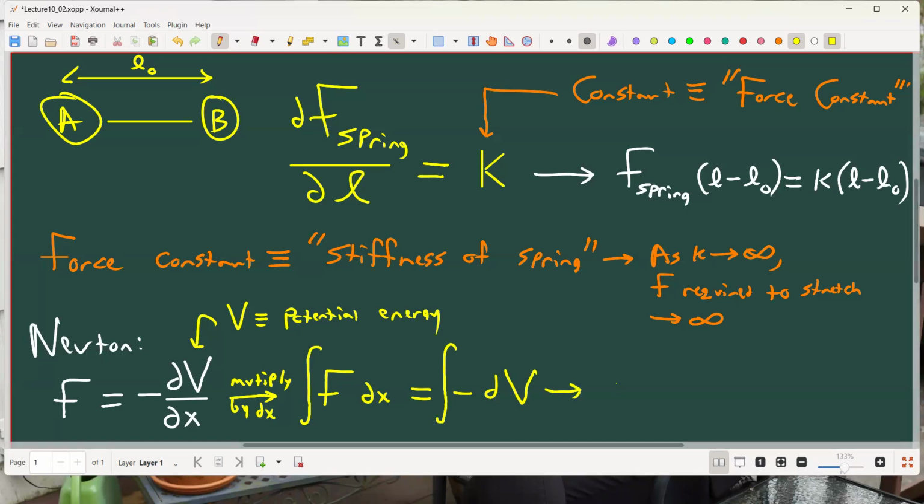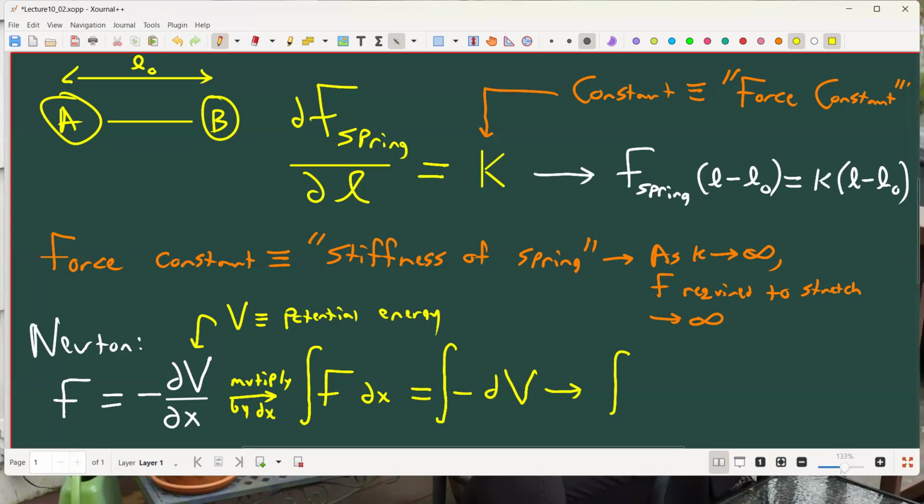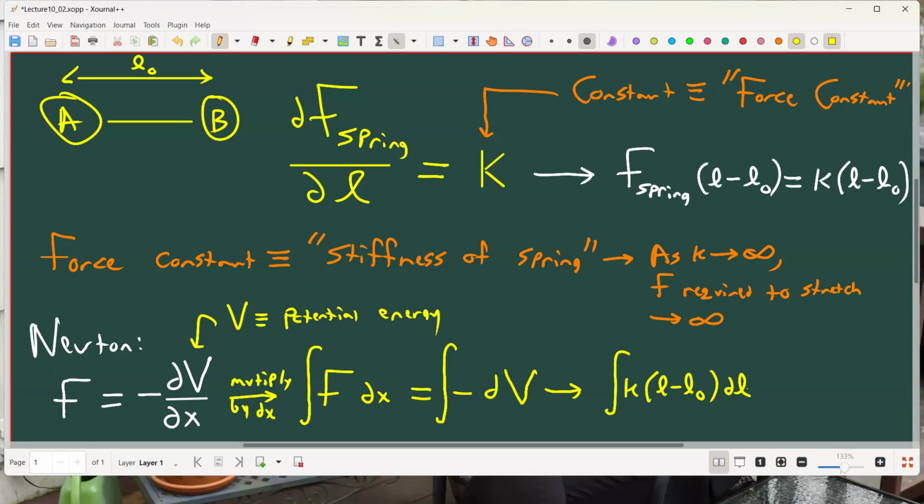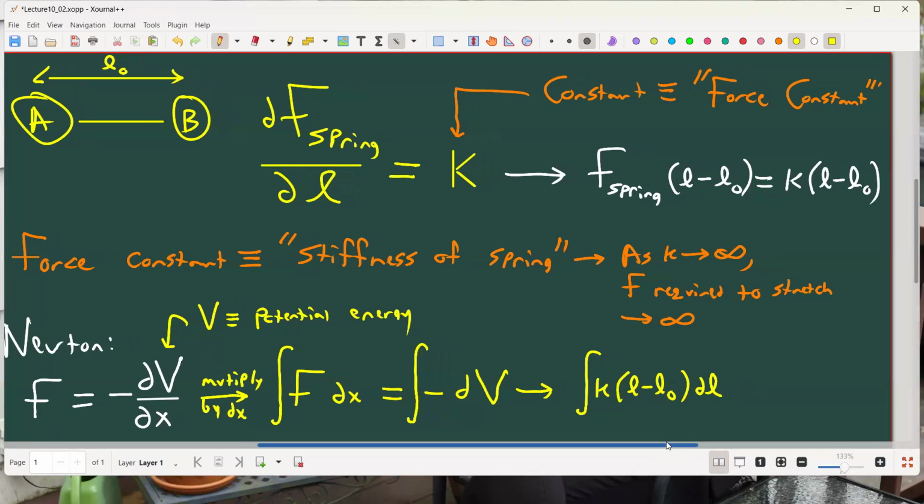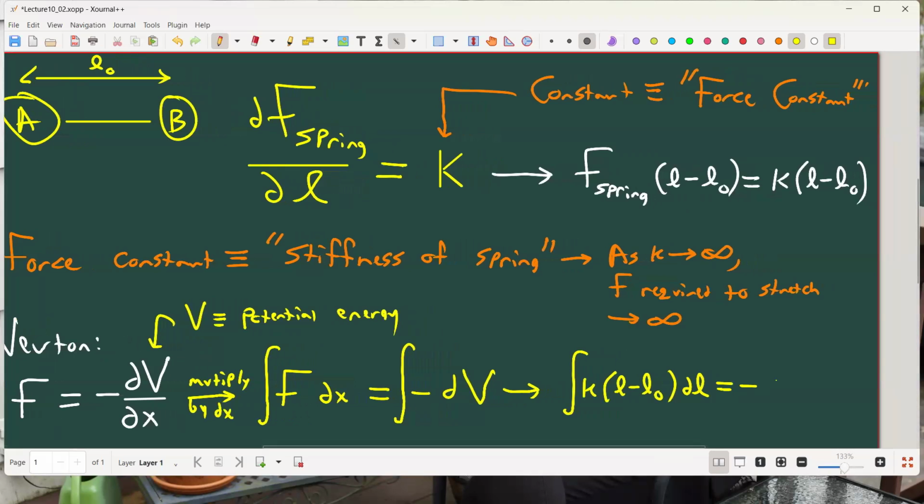So plugging this in, I have that the integral of K(L minus L naught) dL, I'm just replacing X with L here, is equal to minus, well, this is just the integral of dV, which is just V, so I'll just write minus V of X here. It's the integral of that.